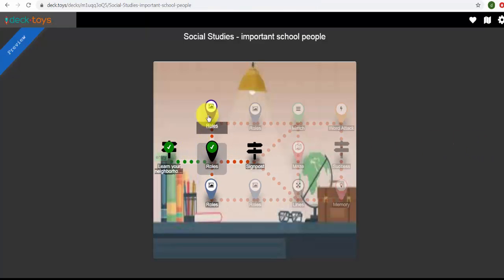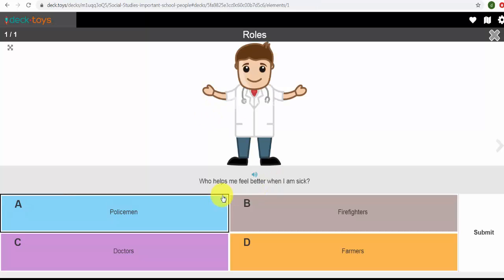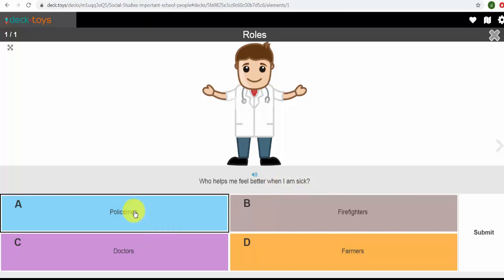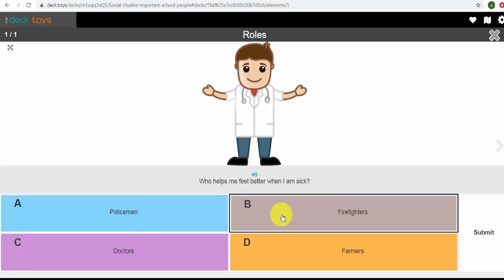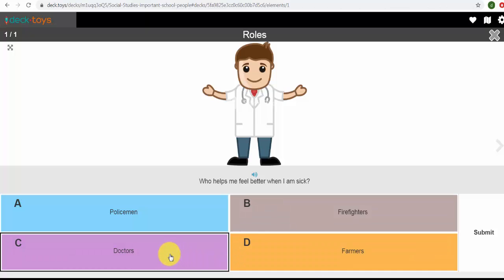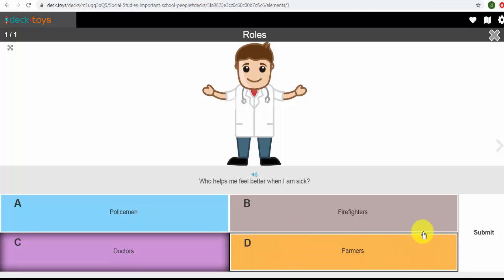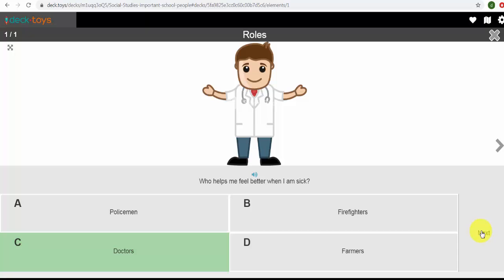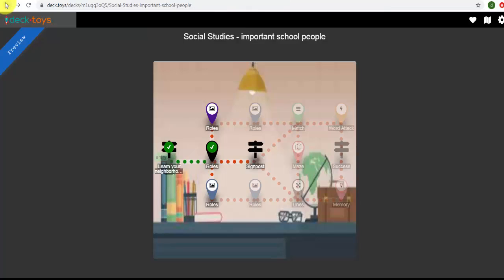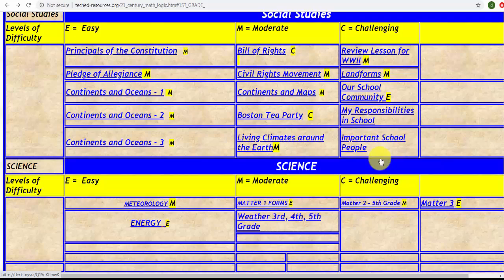Okay? Roles. Who helps me feel better when I am sick? A policeman, a doctor, a firefighter, or a farmer? I think it's going to be either the doctor or the ice cream man. I'm kidding. Obviously, it's the doctor. Hit submit. Okay? So you can see this is good social studies to learn your basic roles, right? Now, there's a lot more than this on here.